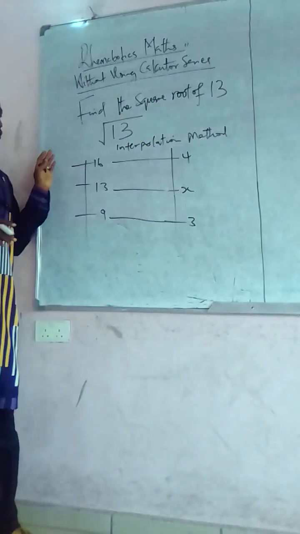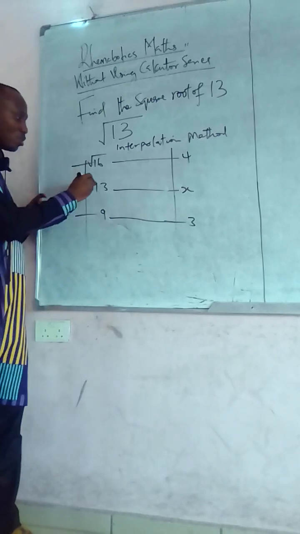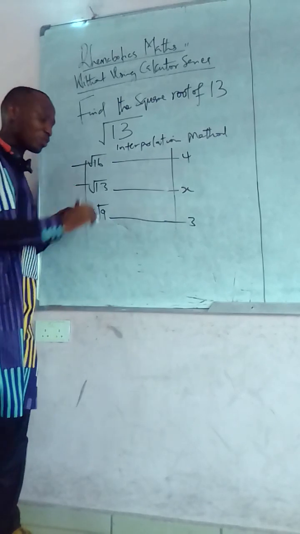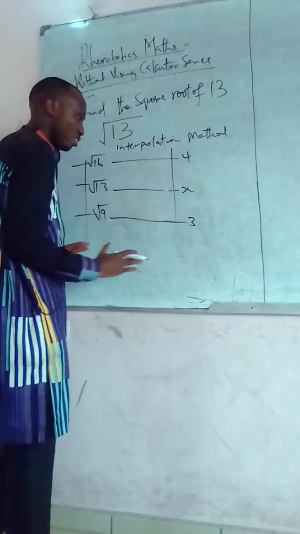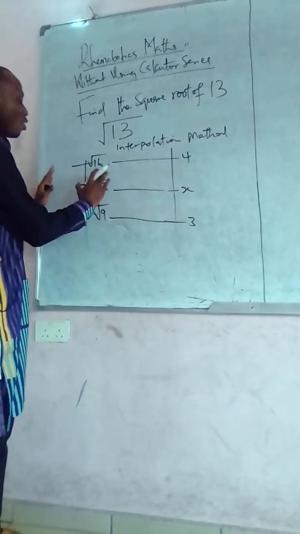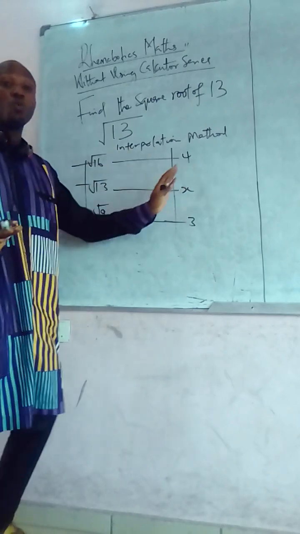Now, we are familiar with this square root. Don't forget, we are familiar with this, it is 4, and we are familiar with this, it is 3. But we are not familiar with 13. We don't know what it is.